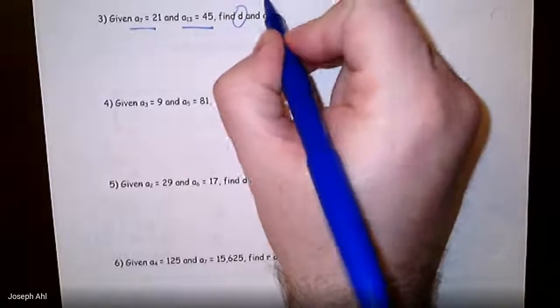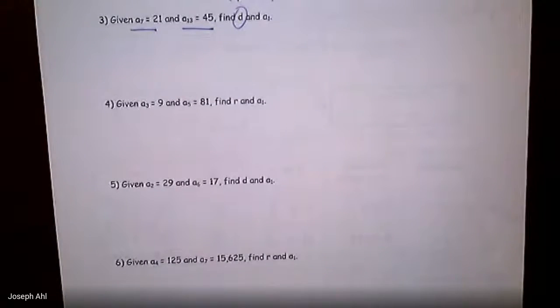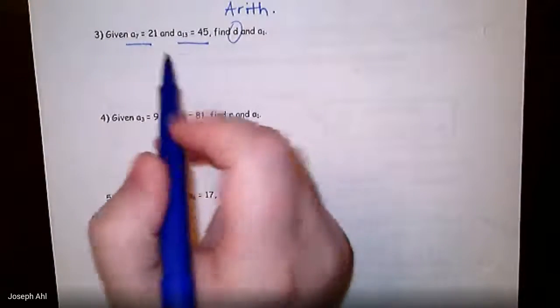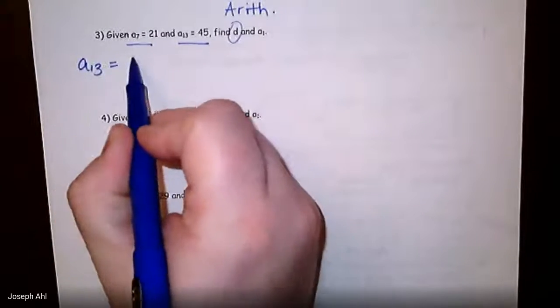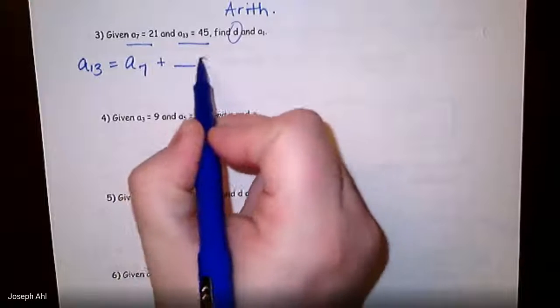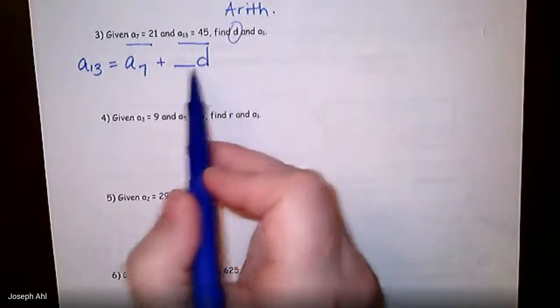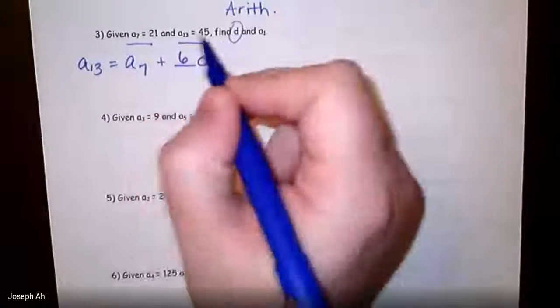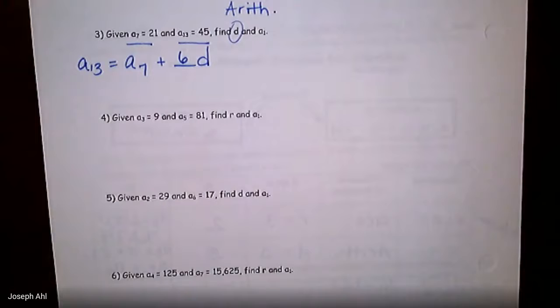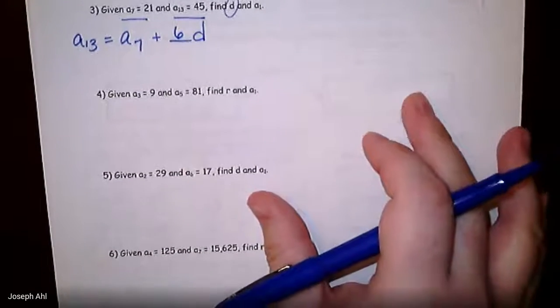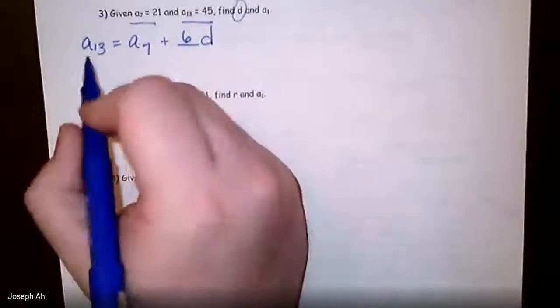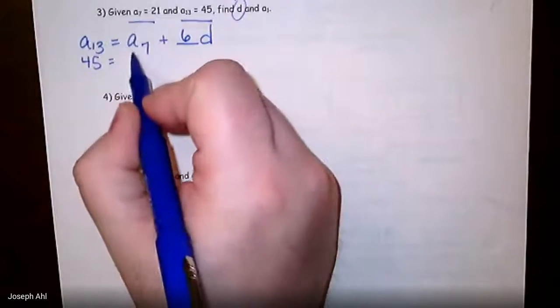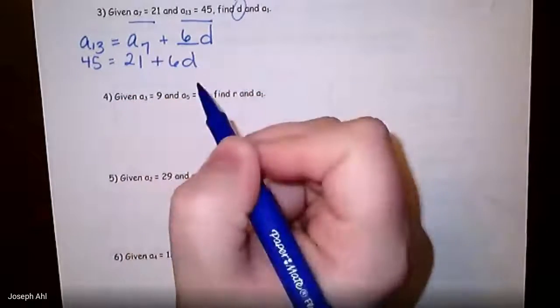So again, if we're finding D, this has to be an arithmetic sequence. And what I mentioned just a moment ago is that in an arithmetic sequence, if you know A13 and you know A7, the number of times you add on that common difference is the difference in these term numbers. So 13 minus 7 would be that you're adding on the difference 6 times. And that is a skill that you would have used a lot in the arithmetic sequences unit. So if it's looking familiar, that's a good thing. All right, go ahead and plug in what you know. A13 is 45. A7 is 21 plus 6 differences.